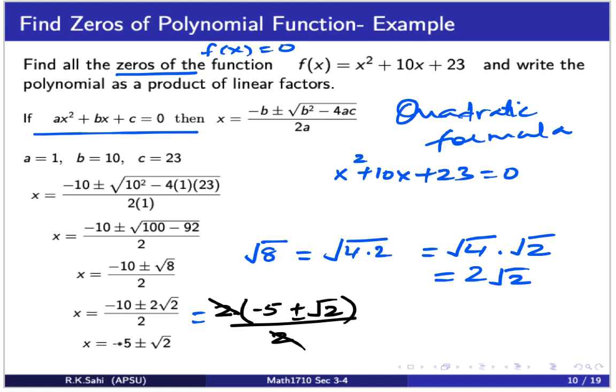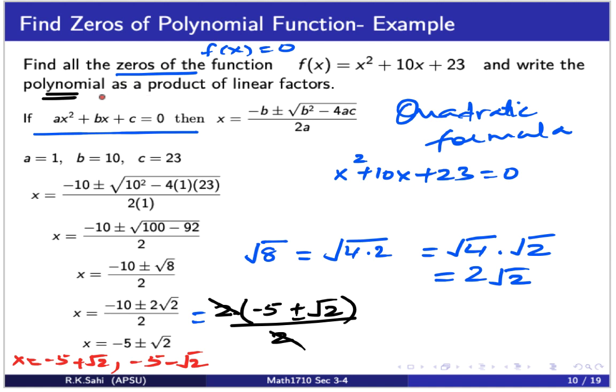So we have been able to find the zeros of the polynomial, and we would like to write this polynomial as a product of linear factors. How do we do that? Now remember, once you know the zeros, there are 2 zeros from here. x equals minus 5 plus square root 2 and minus 5 minus square root 2.